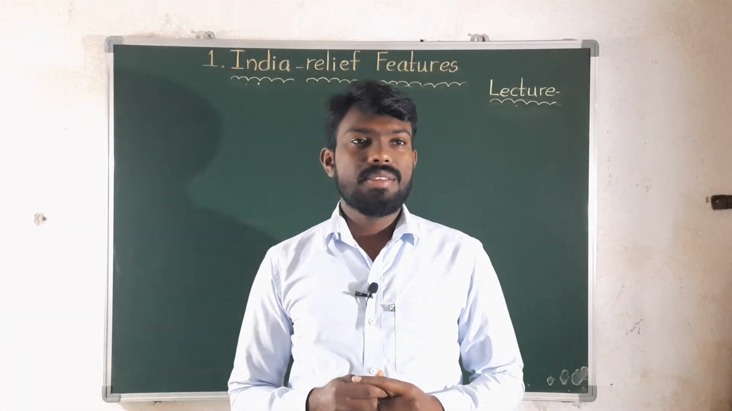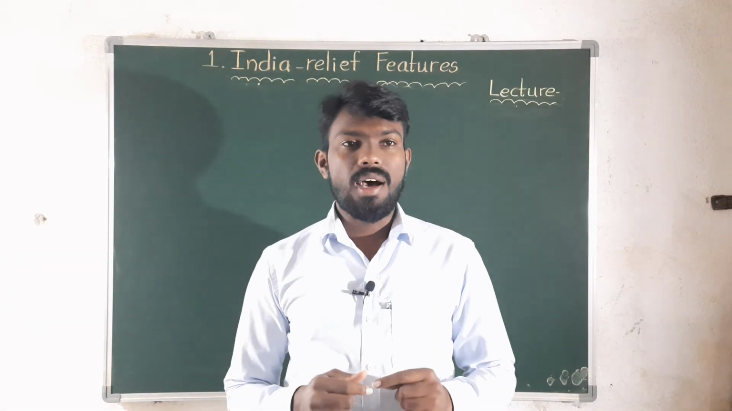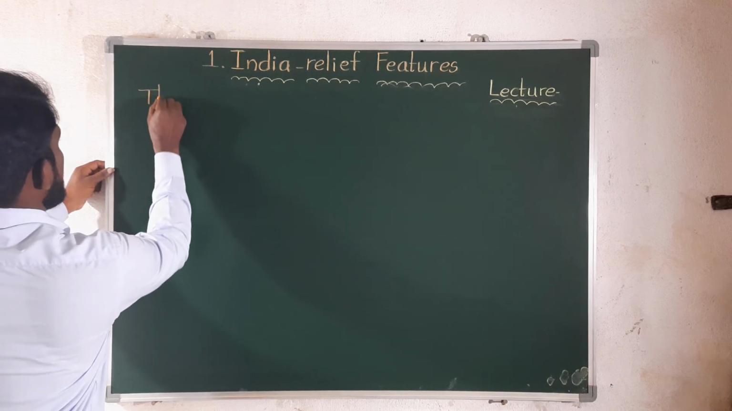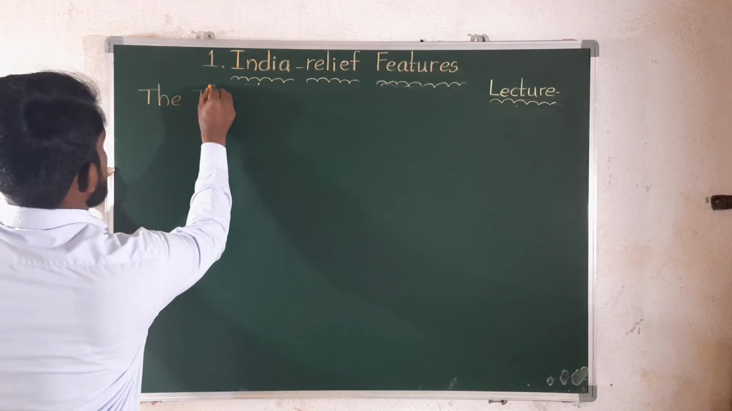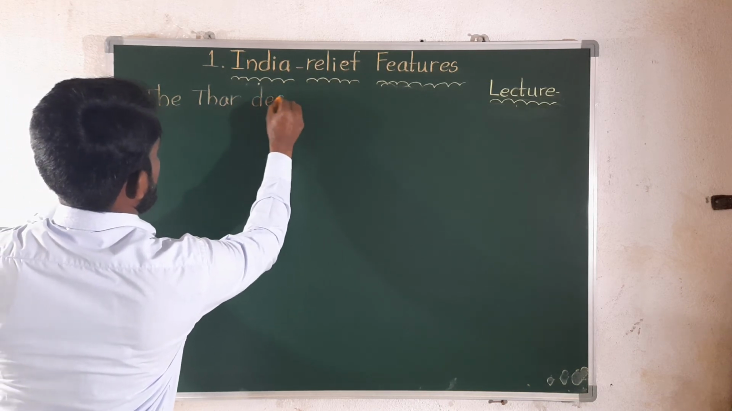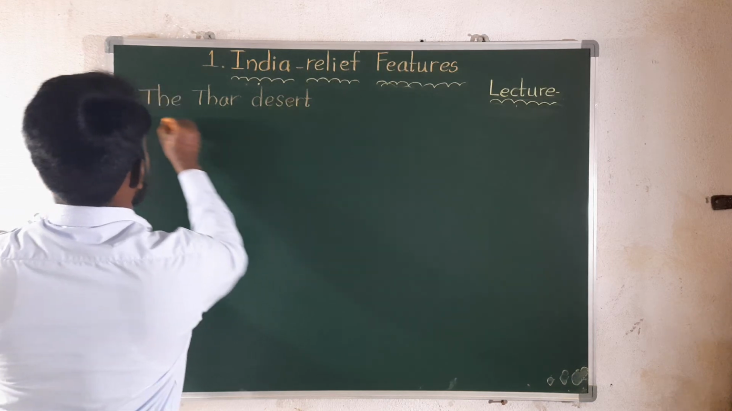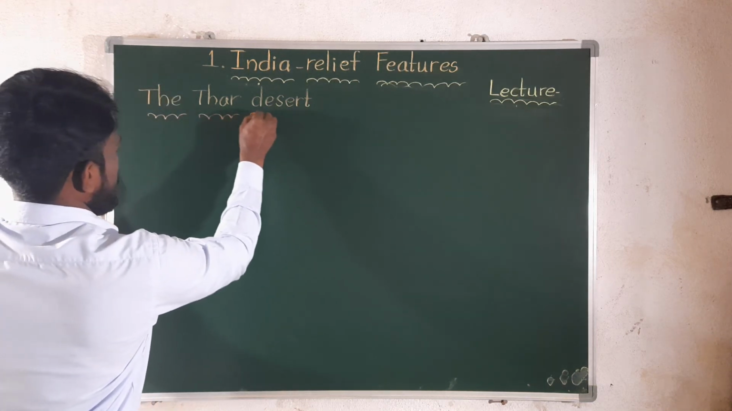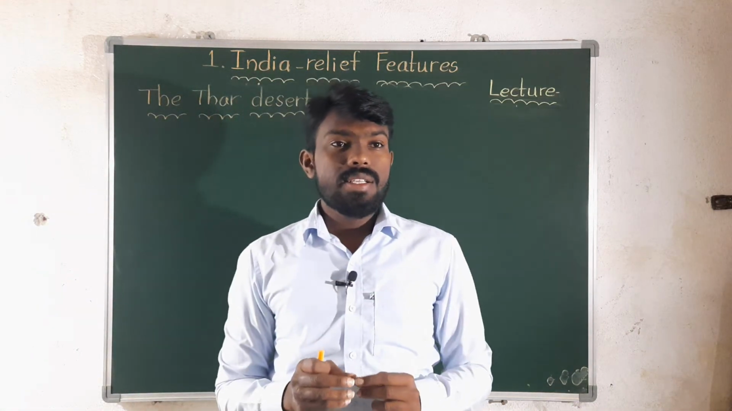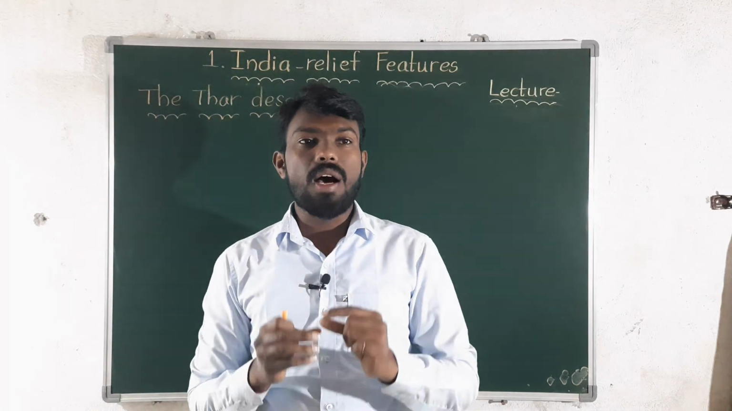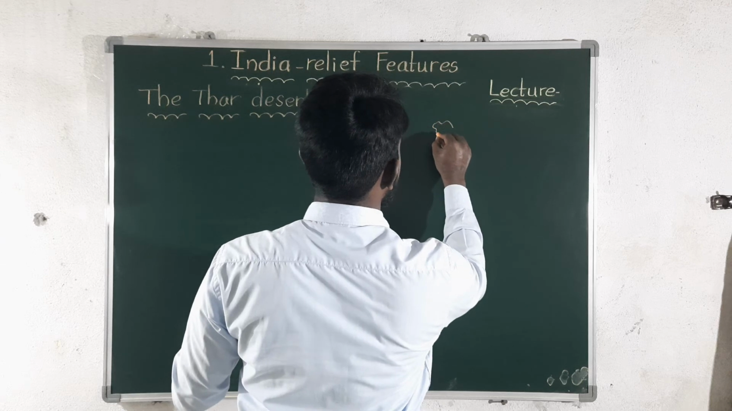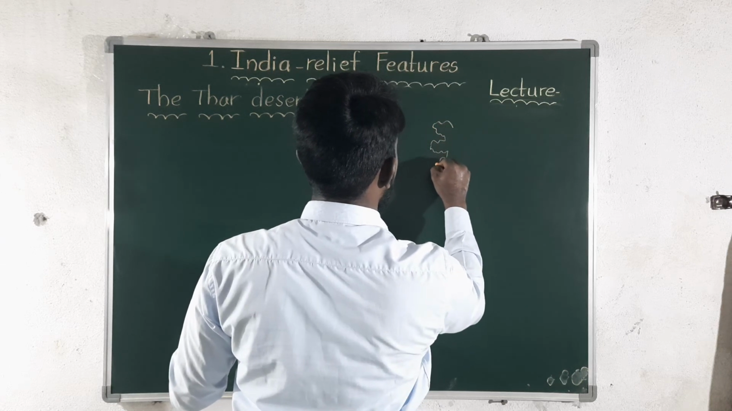The Thar Desert. We'll discuss the Thar Desert right now. The Thar Desert is located on the leeward side of the Aravallis. We'll see it in our India map.